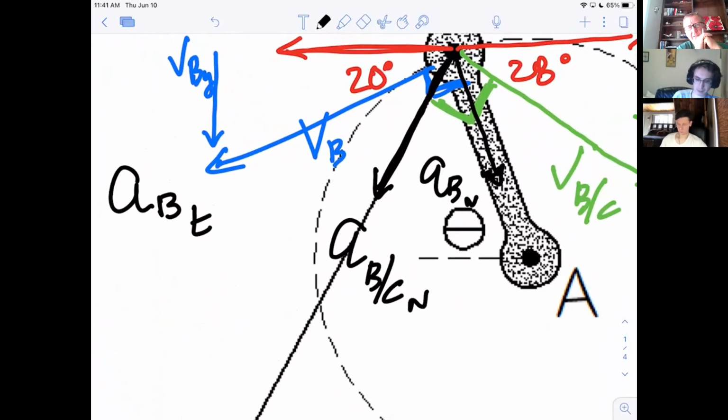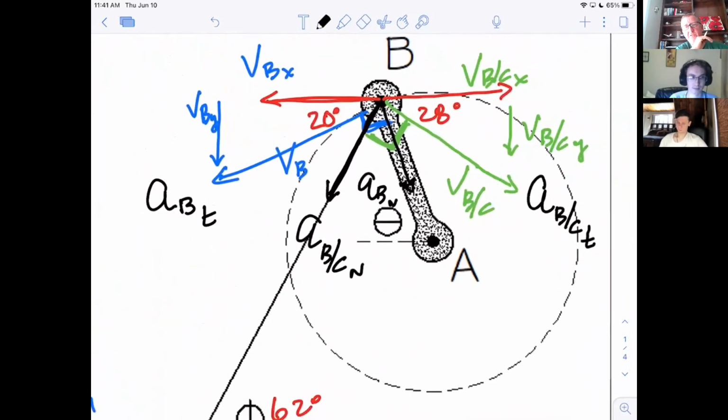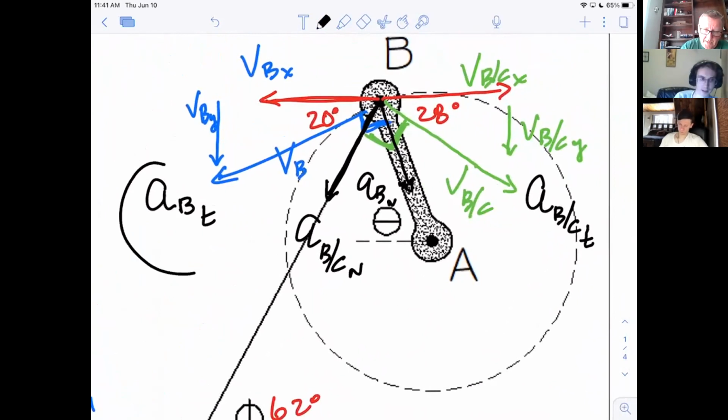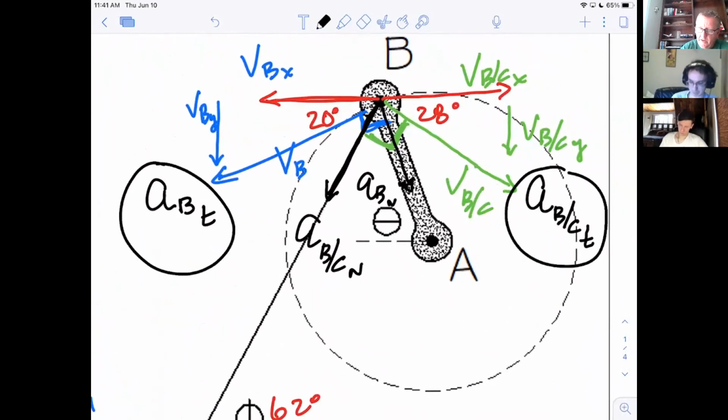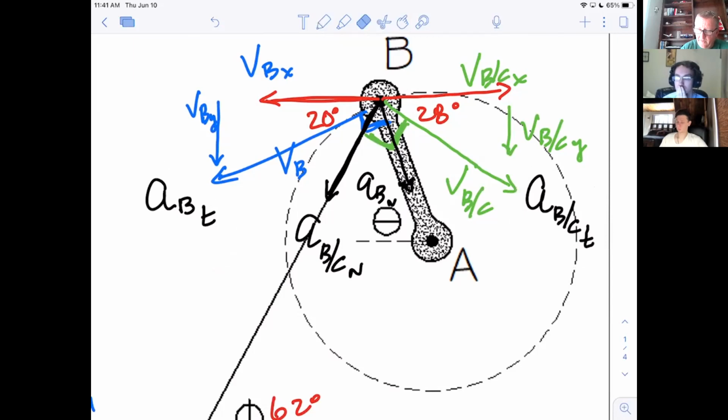Like these are all at different, well, they're not all at different angles. Notice the tangential ones. The tangential ones are at 20 and 28 degrees. And so those are fine. But the normals are going in some new direction that I don't know what it is. I'm going to have to get some angles involved.